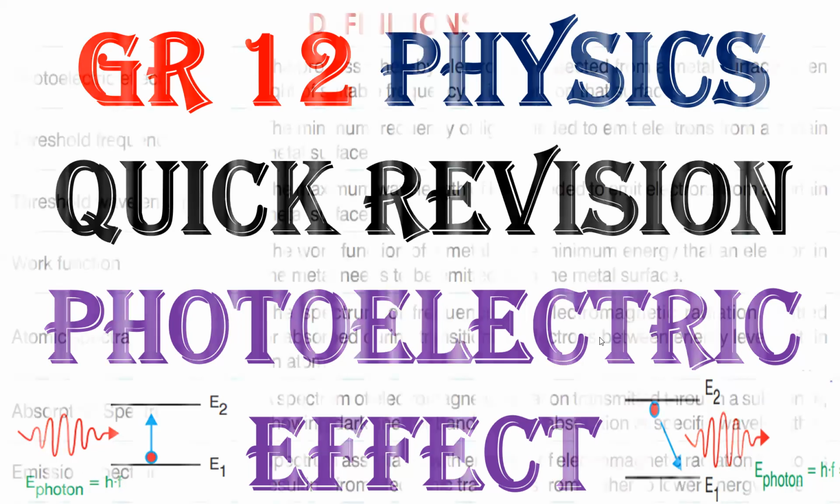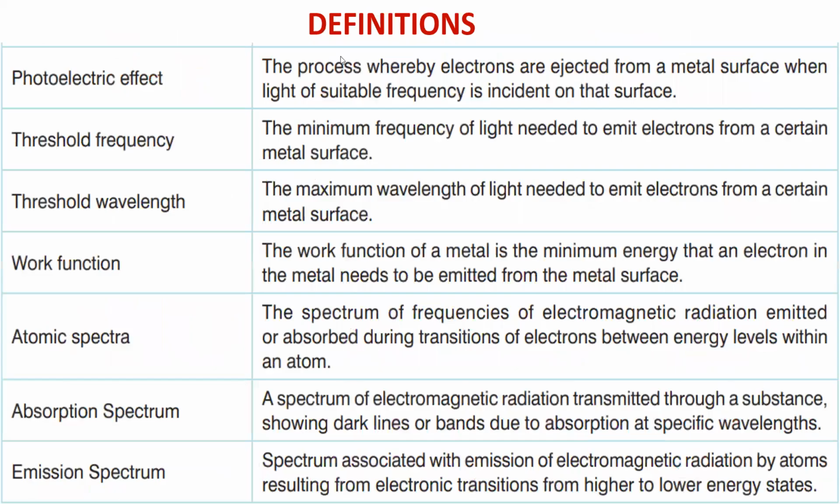So let's continue. In this topic, we have these definitions: photoelectric effect, threshold frequency, threshold wavelength, work function, and others. These definitions, everything we should know. Please try to memorize all of them. So the photoelectric effect is a process, emission or absorption. Threshold frequency is the minimum frequency of light needed to go up a level. We'll give more details in other slides.